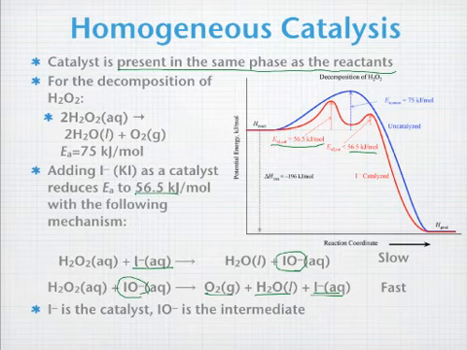So the catalyst is always going to go in the rate determining step. So always look for that catalyst in the rate determining step. It makes sense that it must be the rate determining step, because if you didn't have the catalyst in the rate determining step, it would have no effect on the speed of the reaction. All right, and the IO minus is the intermediate, and it would presumably be right up here in the trough.